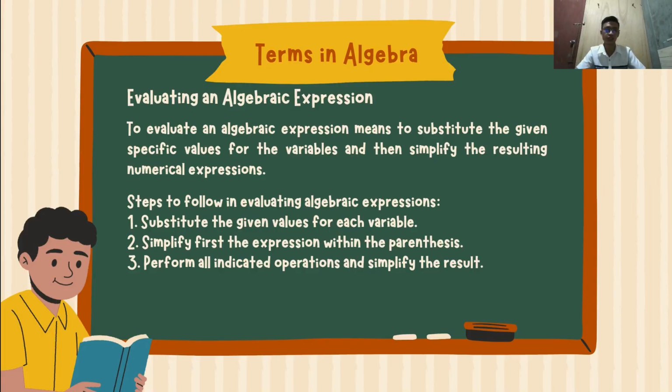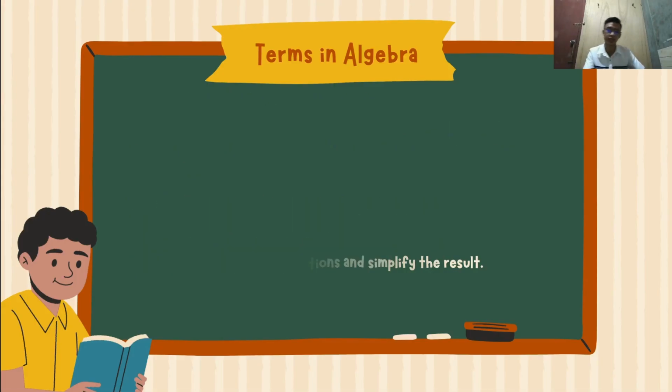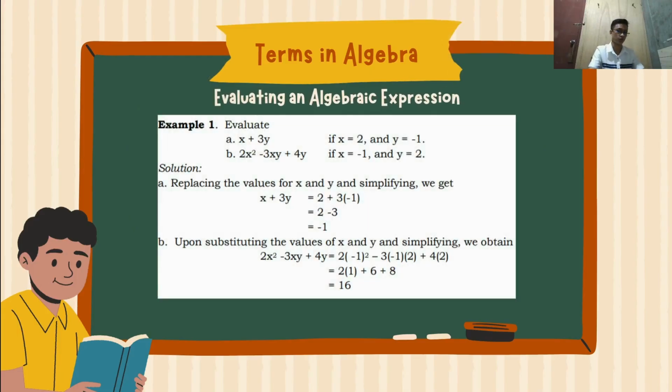These are the steps to follow in evaluating algebraic expressions. First, substitute the given values for each variable. Second, simplify first the expressions within the parentheses. Third, perform all indicated operations and simplify the result. Next slide. Here are some examples for us to be able to understand.